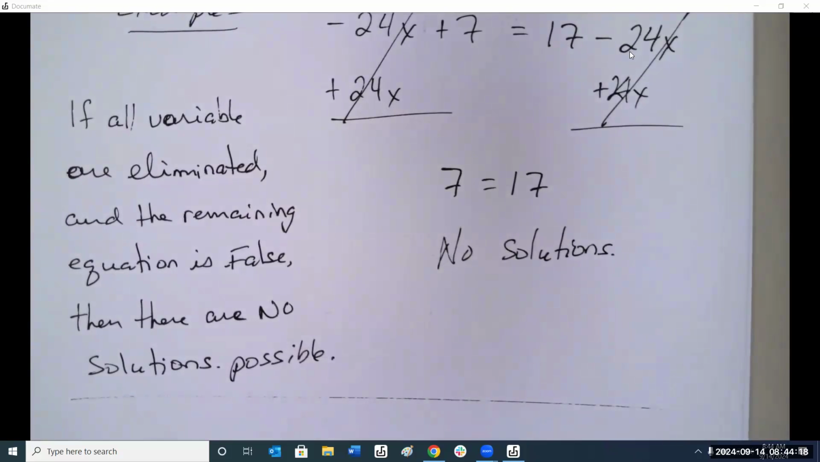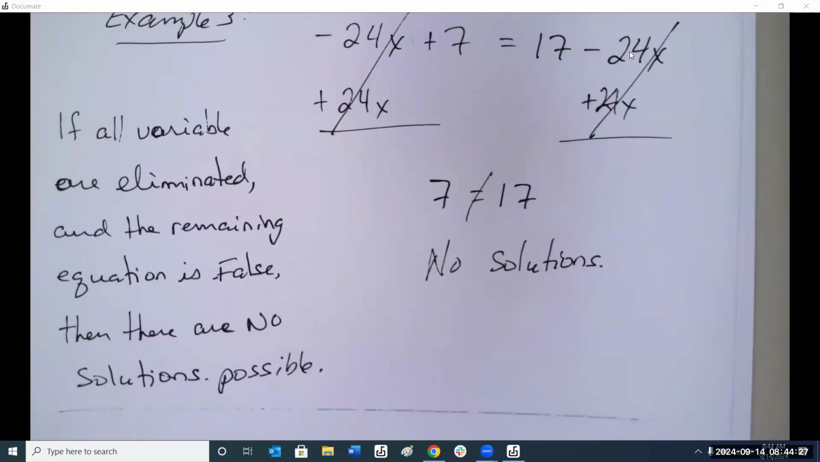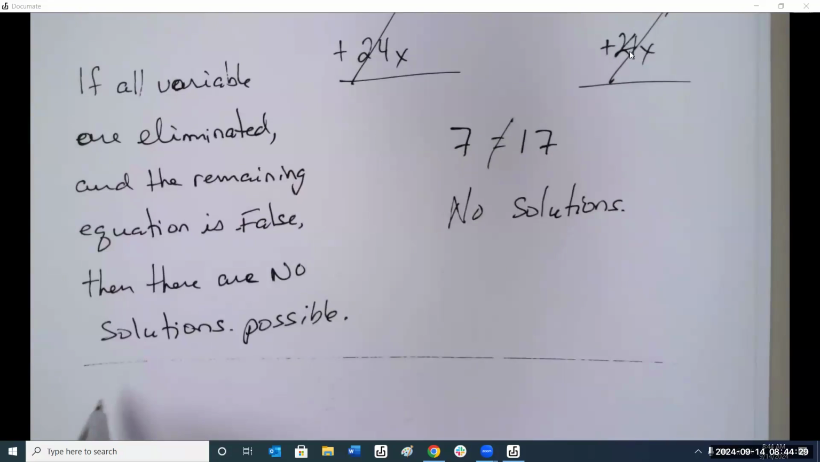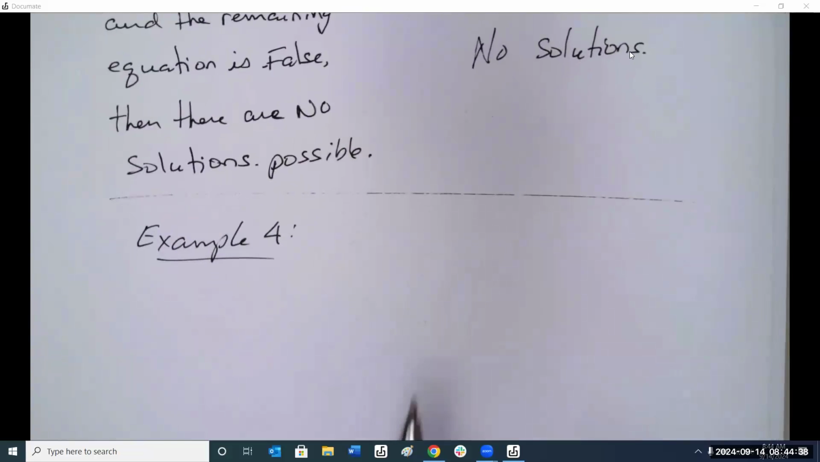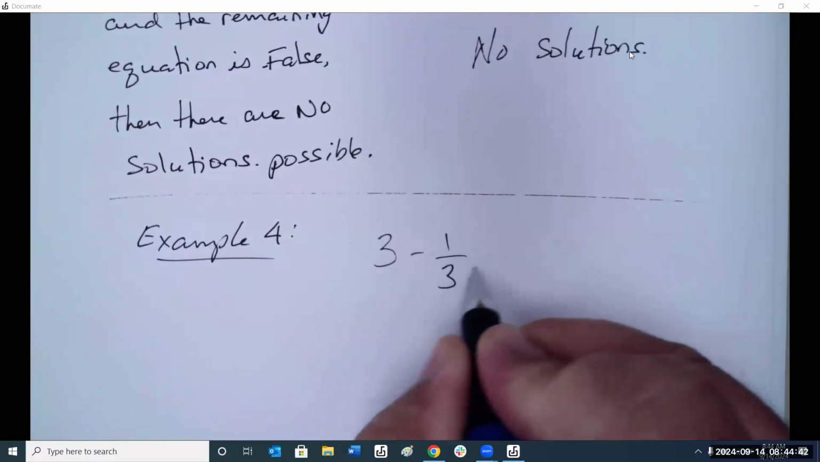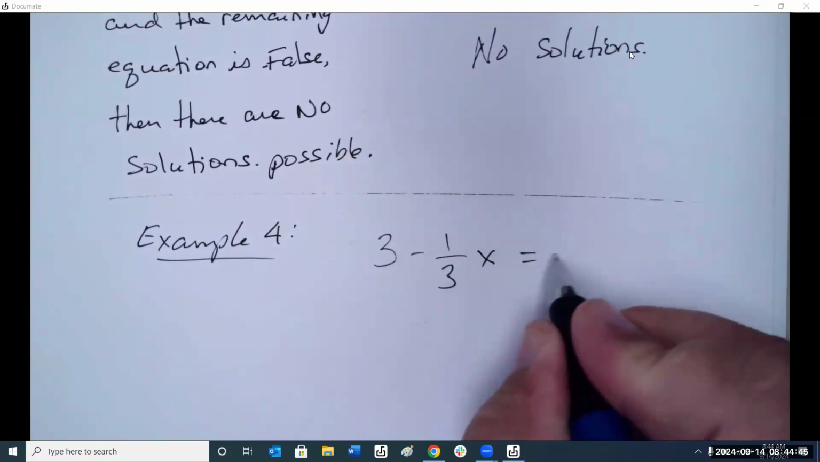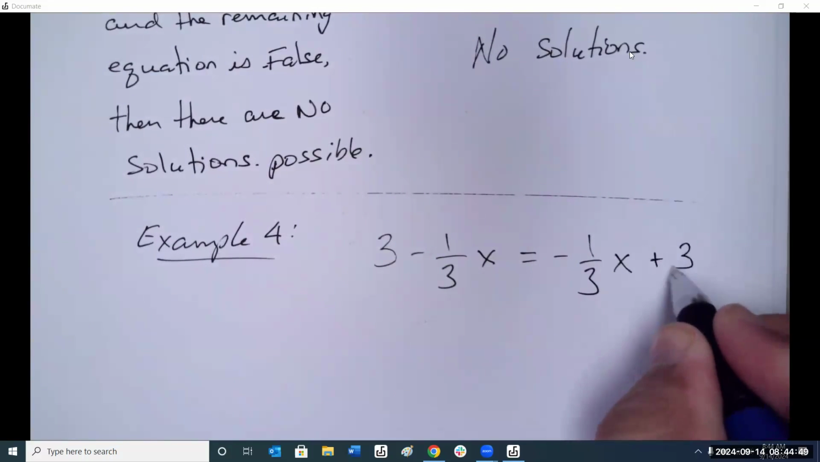So after you do all the algebraic manipulation, if what you're left with is an equation with no more variables and it's not correct, then there's no solution. Conversely, example 4, 3 minus 1/3 x equals negative 1/3 x plus 3.